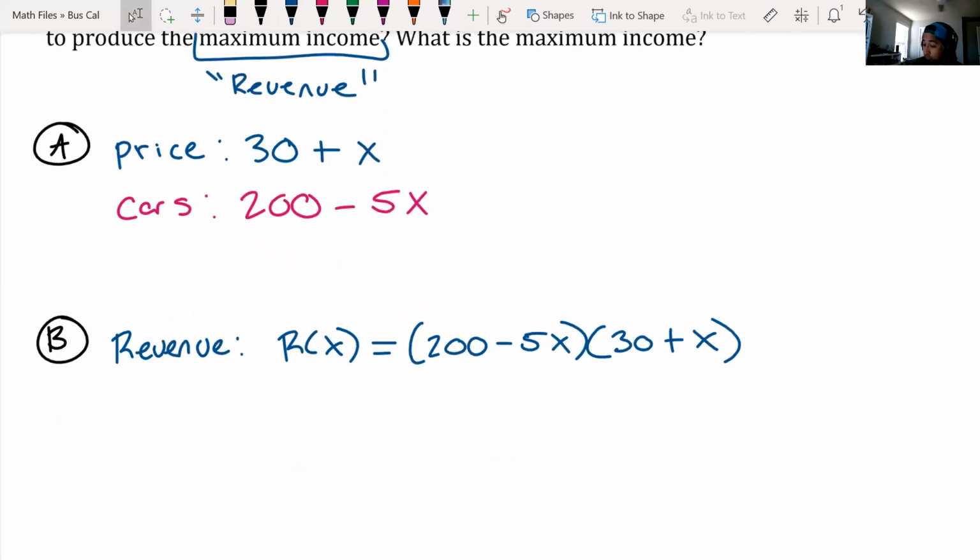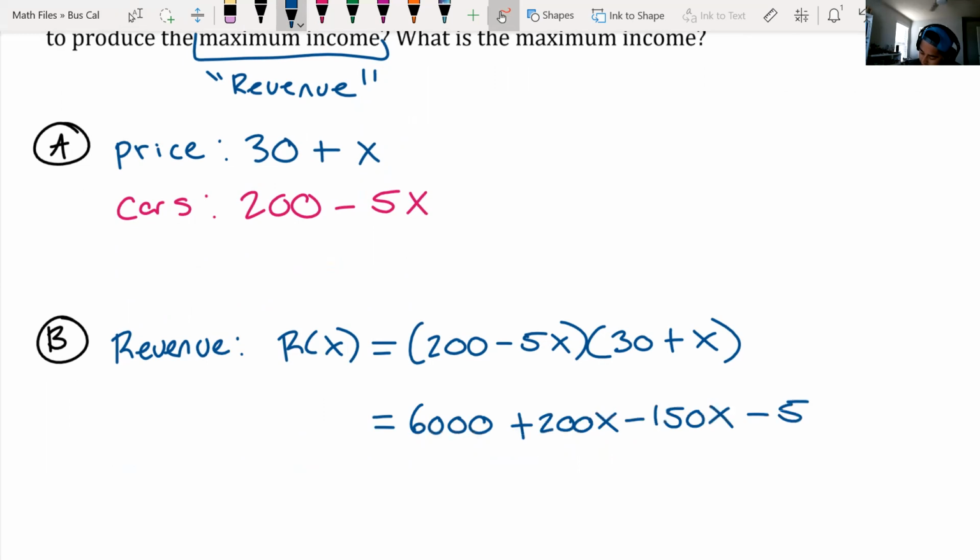Now here we will FOIL, and let's do it right this time, right? 200 times 30, that's 6,000. And then that's 200x minus 150x. And hey, there's a negative 5x squared this time. Perfect. Okay, clean it up, combine like terms, write it with the highest power first. And you can put these two together, which will give me 50x plus 6,000.